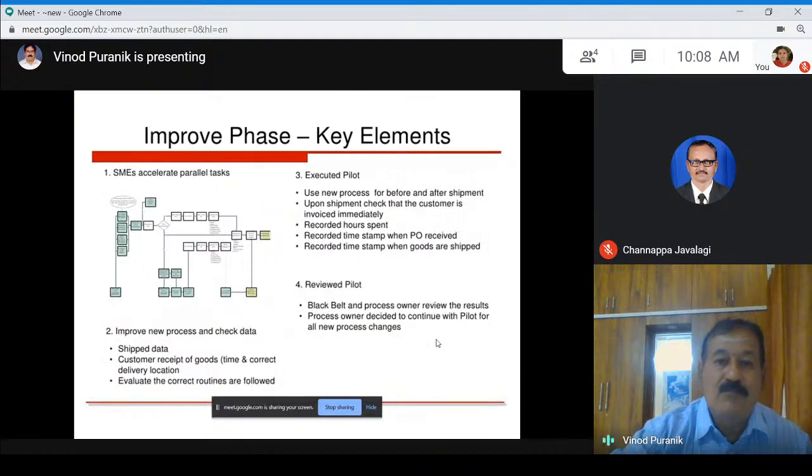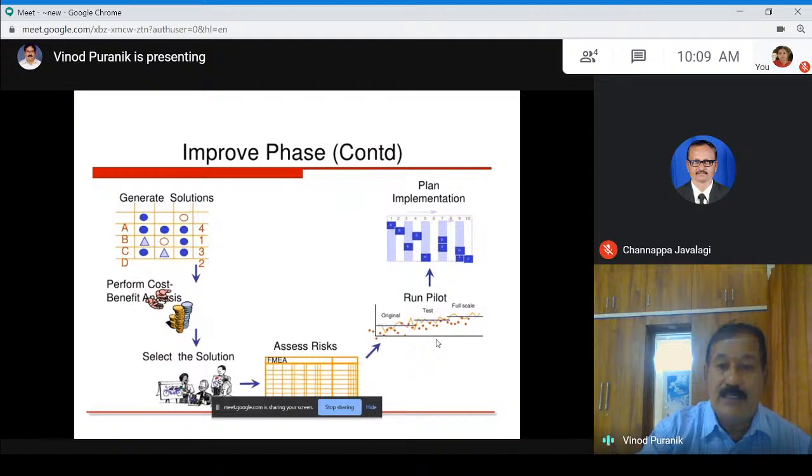So the improve phase is there. What are the key elements for the improve phase? Also, I already explained about it. Just look at the different view of that, how the new process and how things are there, how you are going to review and all the things for the improvement purpose. There is an example of one SME. Again, the improve phase.